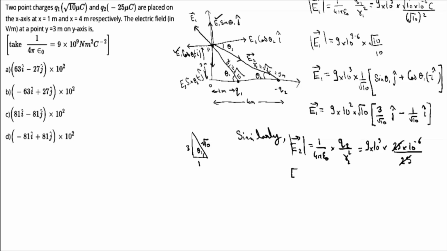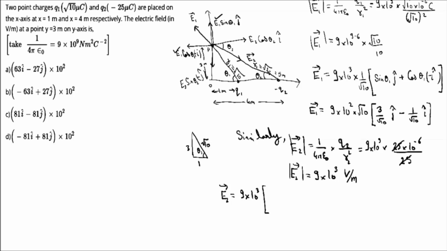So we have the magnitude of E2 equal to 9 into 10 to the power 3 volt per meter. Now if we talk about its full vector, it will be E2 multiplying the unit vectors with this.